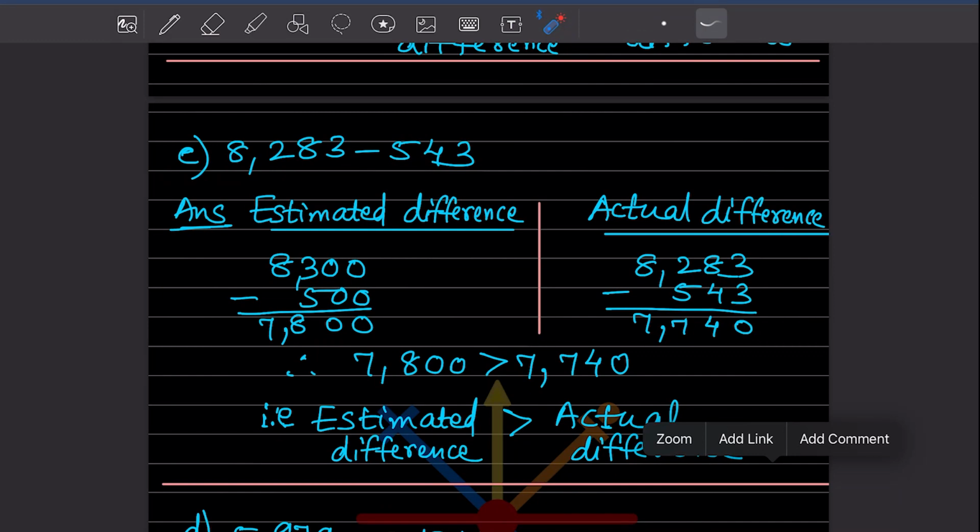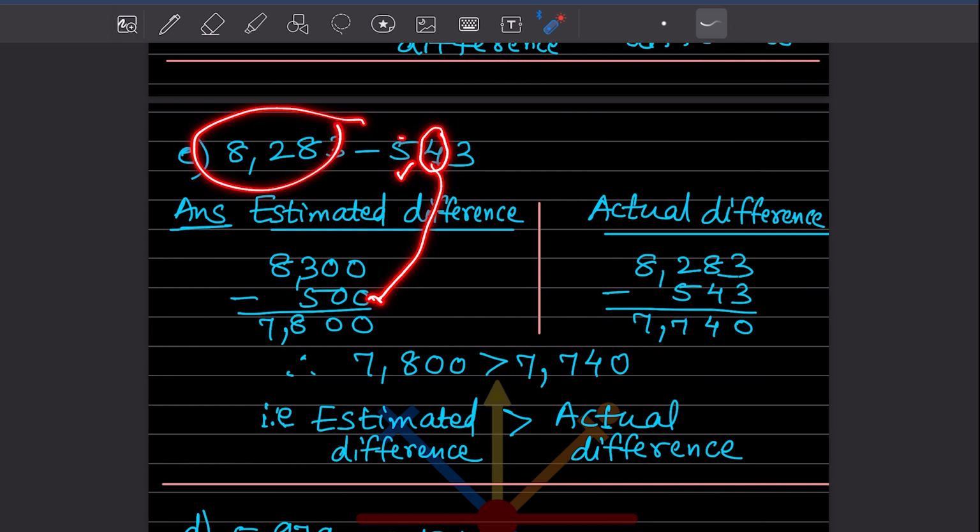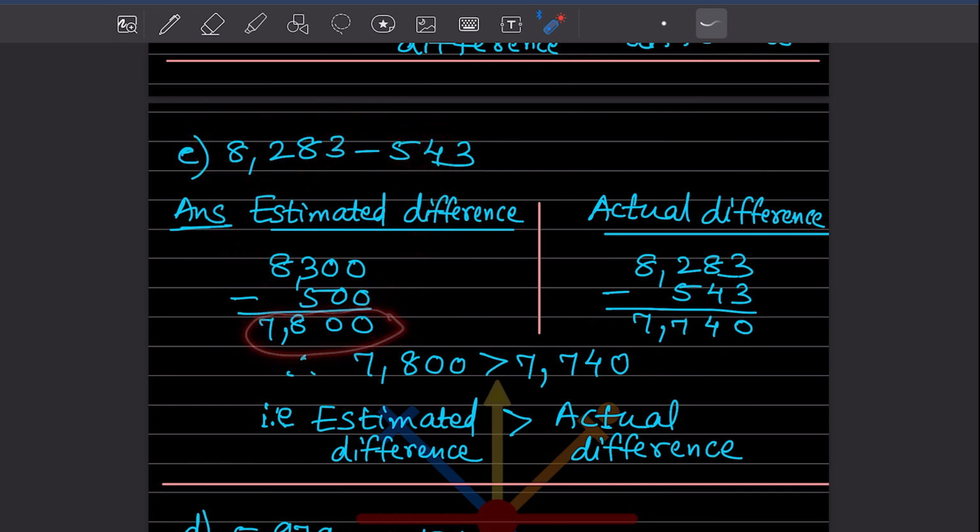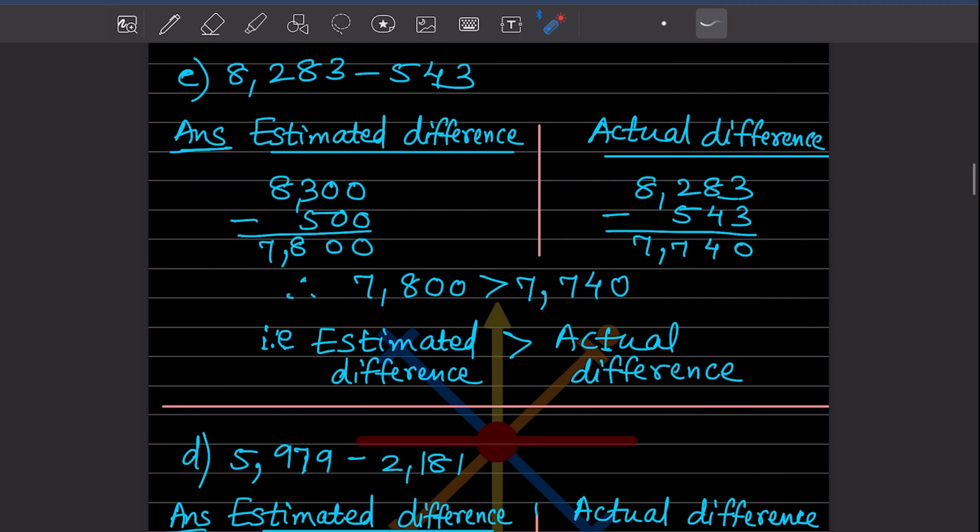Here again the same. Ones, tens, hundreds. This is a 3-digit number, so you are going to concentrate on the hundreds part, and 4 is less than 5. So 5 remains the same. So this is going to be 500 and this 8,300. Okay. So 7,800. These both remain the same. So you are going to subtract this one. So what we can say, 7,800 is greater than 7,740. So the estimated difference is greater than the actual difference.